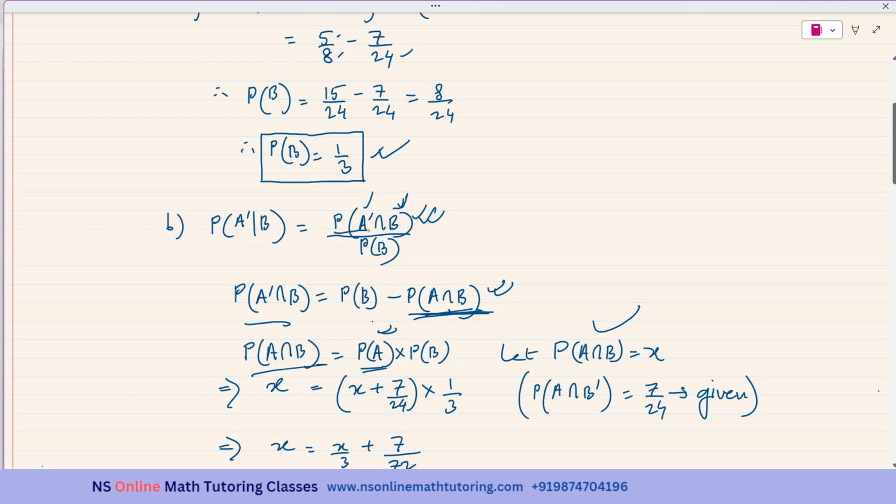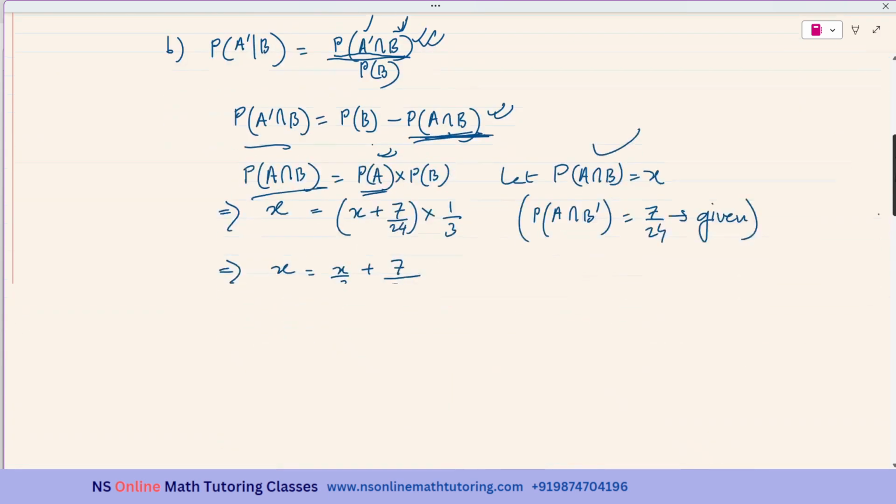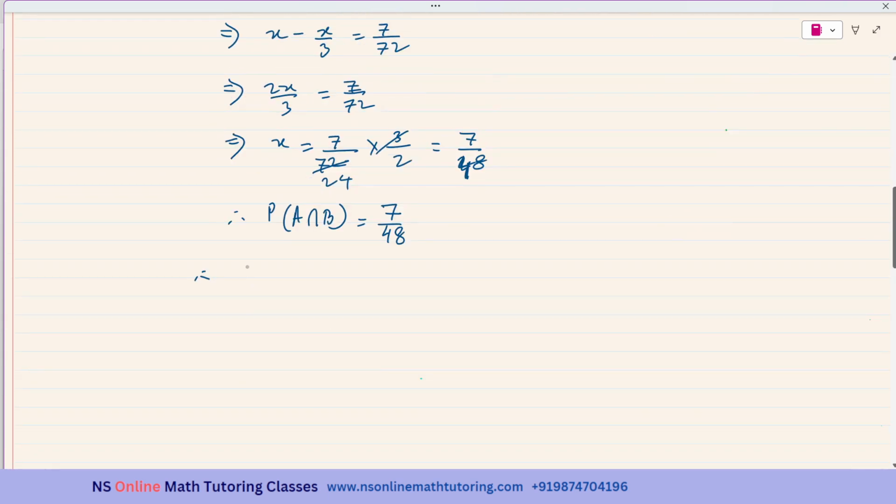we need to have the probability of A prime intersection B. So A prime intersection B is this part, we have seen that, and we know the value of P of B, and we now know the value of this portion, the probability of this portion, that is P of A intersection B. So what will be P of A prime intersection B? It will be equal to P of B minus P of A intersection B. Okay. So therefore, P of A prime intersection B is equal to P of B minus P of A intersection B.